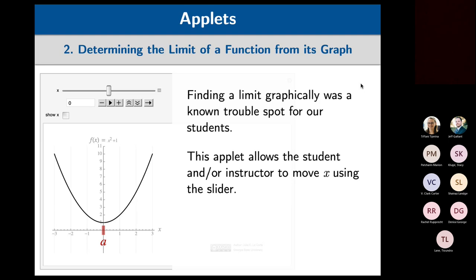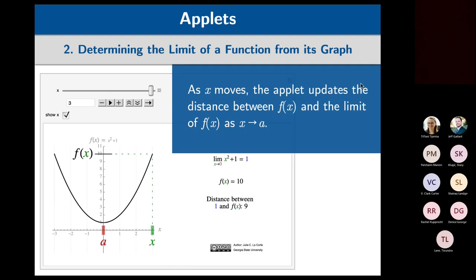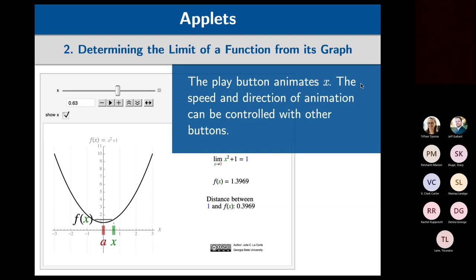All right, moving on. The second applet concerns one of the trouble spots we knew about for our students, finding a limit graphically. This applet allows the student or the instructor to move X using a slider. As X moves, the applet updates the distance between f of X and the limit.